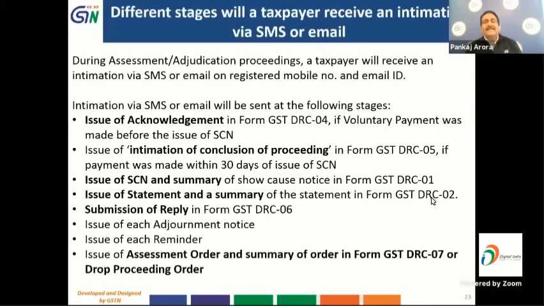So whatever the stage will be, the taxpayer will get the due intimation at his notified email ID and notified mobile number, and the status also will be updated on his dashboard. It may be after the issue of acknowledgement or the issue of intimation of conclusion of proceedings, the issue of show cause notice or summary, whatever the stage will be, the status will be updated on the dashboard accordingly.